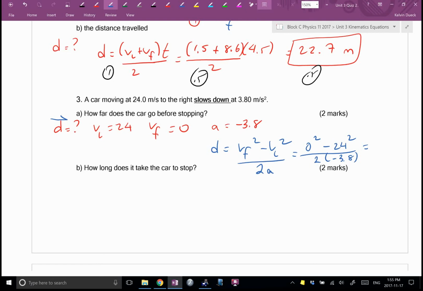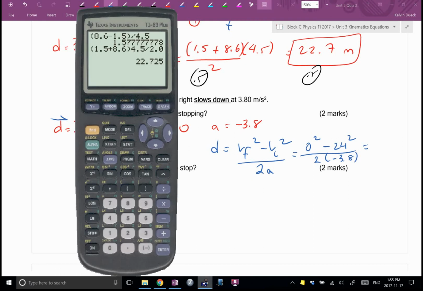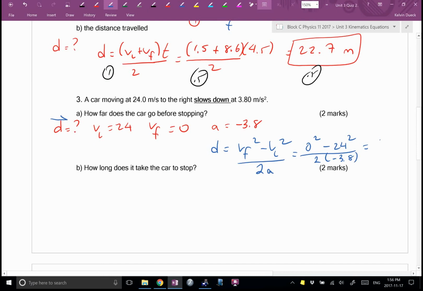Don't think so. So, 0 squared minus 24 squared. I probably didn't need to type the 0 squared. I could have just gone minus or negative and then 24 squared, but whatever. Divided by bracket 2 times negative 3.8, close bracket. You get 75.8? No, yes? Nodding? Okay. 75.8 meters. That gets you 2 out of 2.